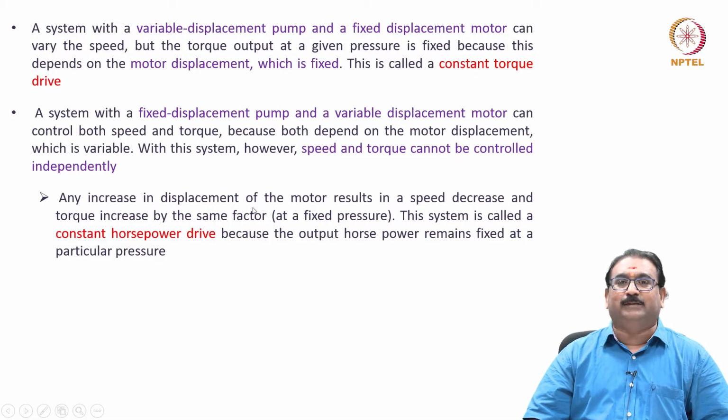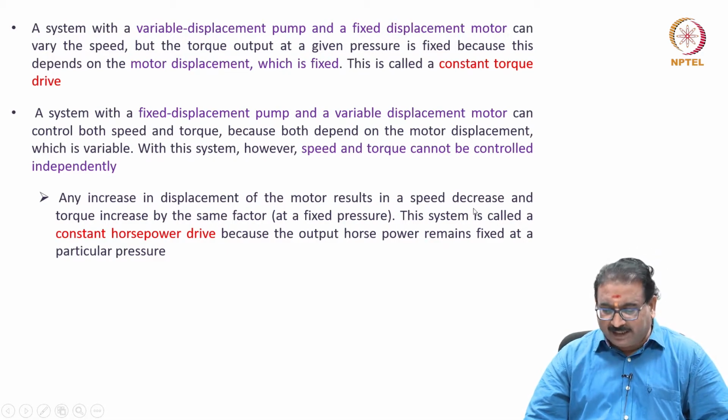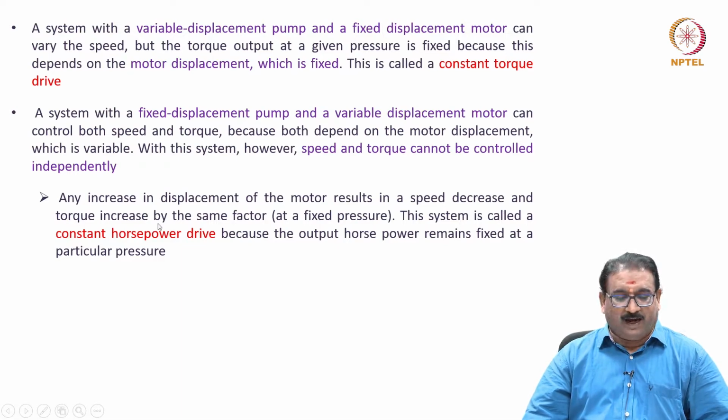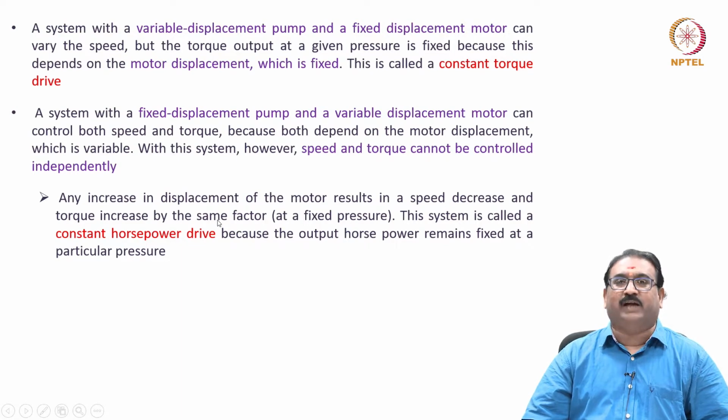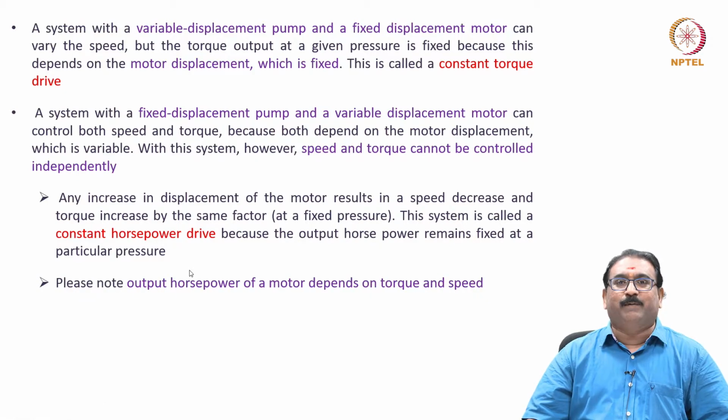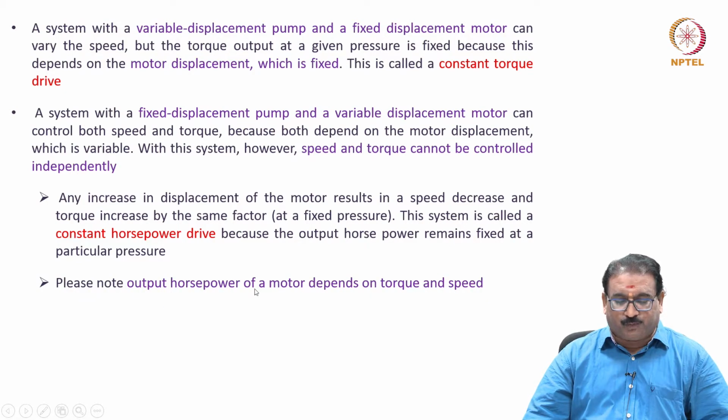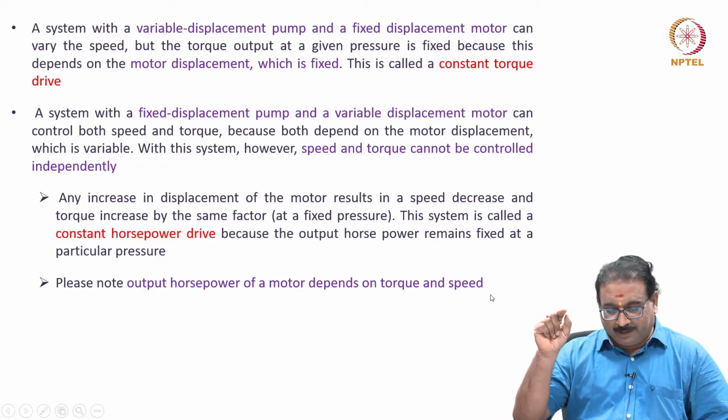Any increase in the displacement of the motor results in a speed decrease and torque increase by the same factor at a fixed pressure. This system is called a constant horsepower drive, because the output horsepower remains fixed at a particular pressure. As we know, the output horsepower of a motor depends on the torque and the speed. Power is a function of T and N.